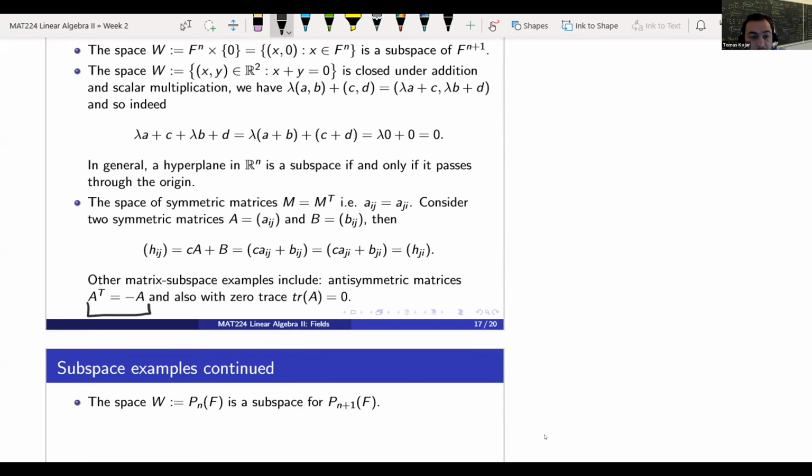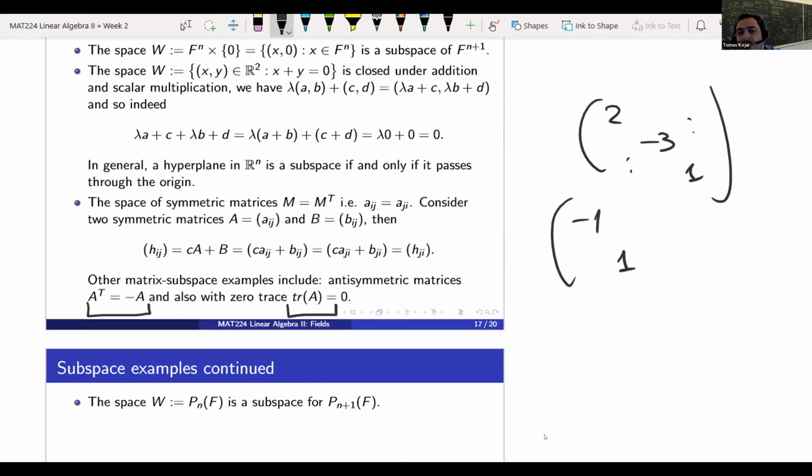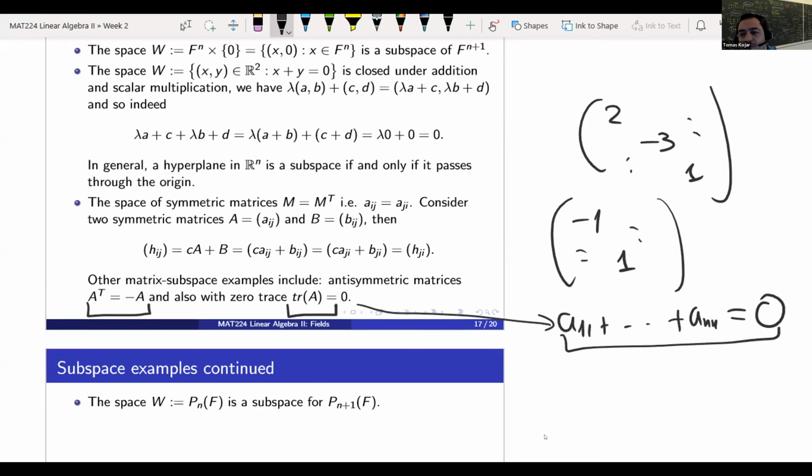And also matrices of zero trace. So like -1, 1, 2, -3, 1, stuff of that form. They're also subspaces. And one way to quickly see this is by embedding them in R^(n×n). And this condition just says that A11 all the way to Ann sums to 0, right? And we already talked about that this is a hyperplane.